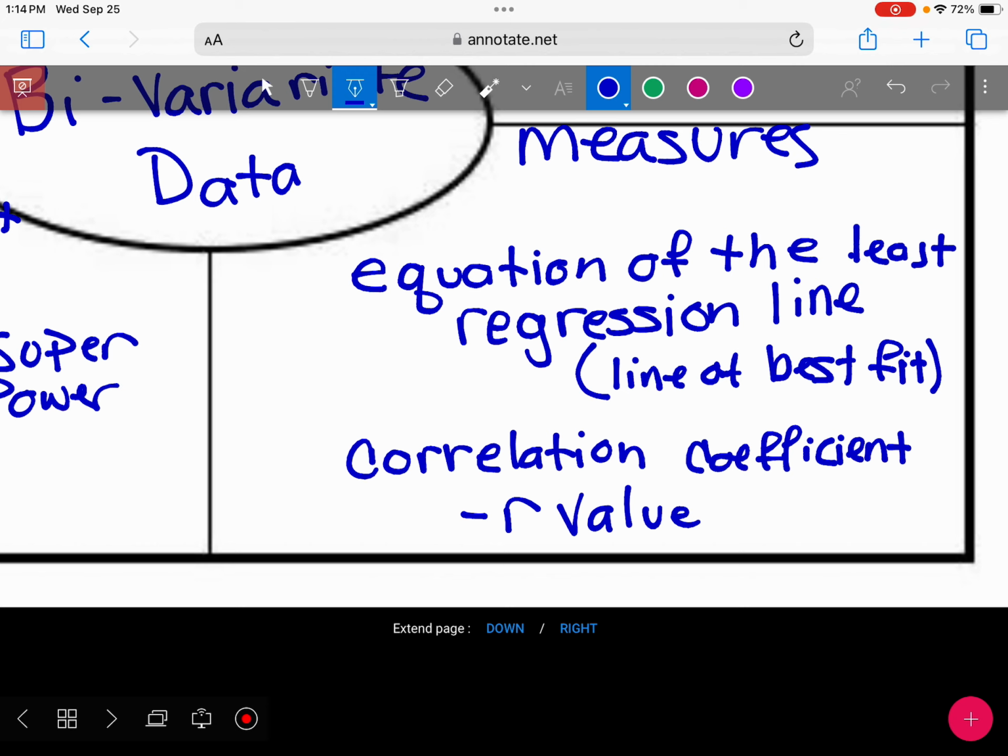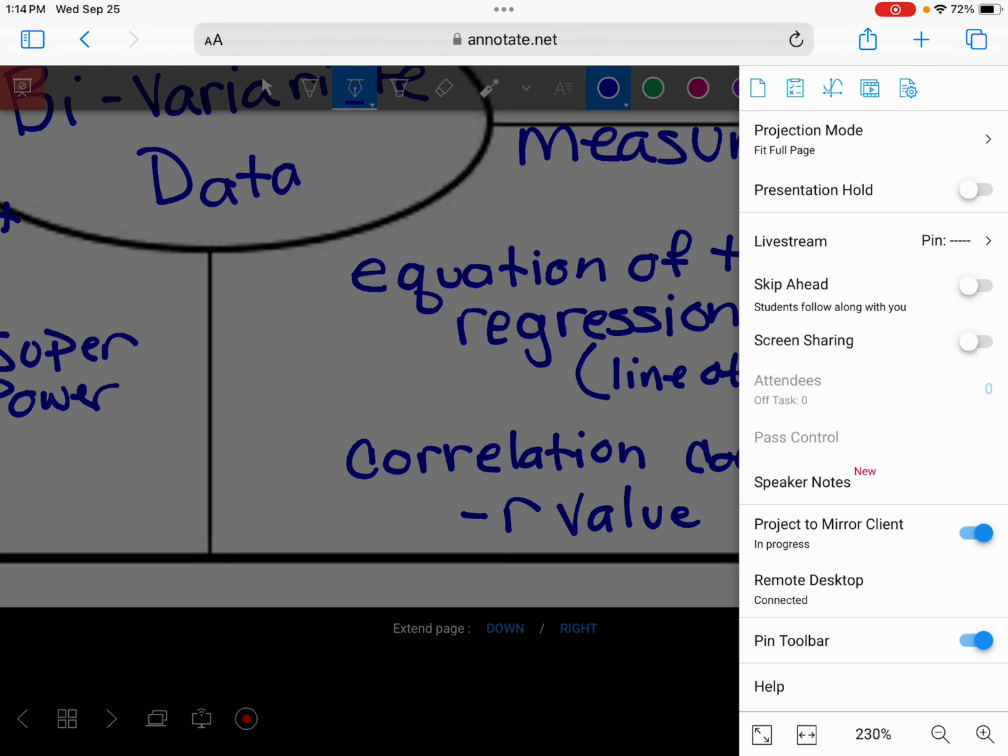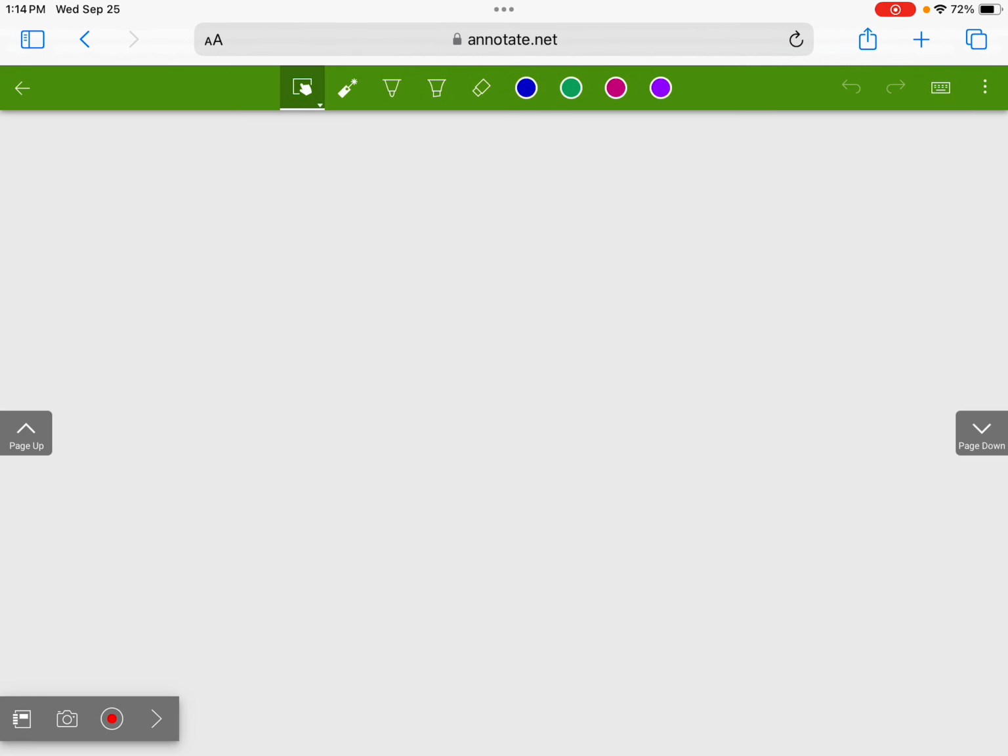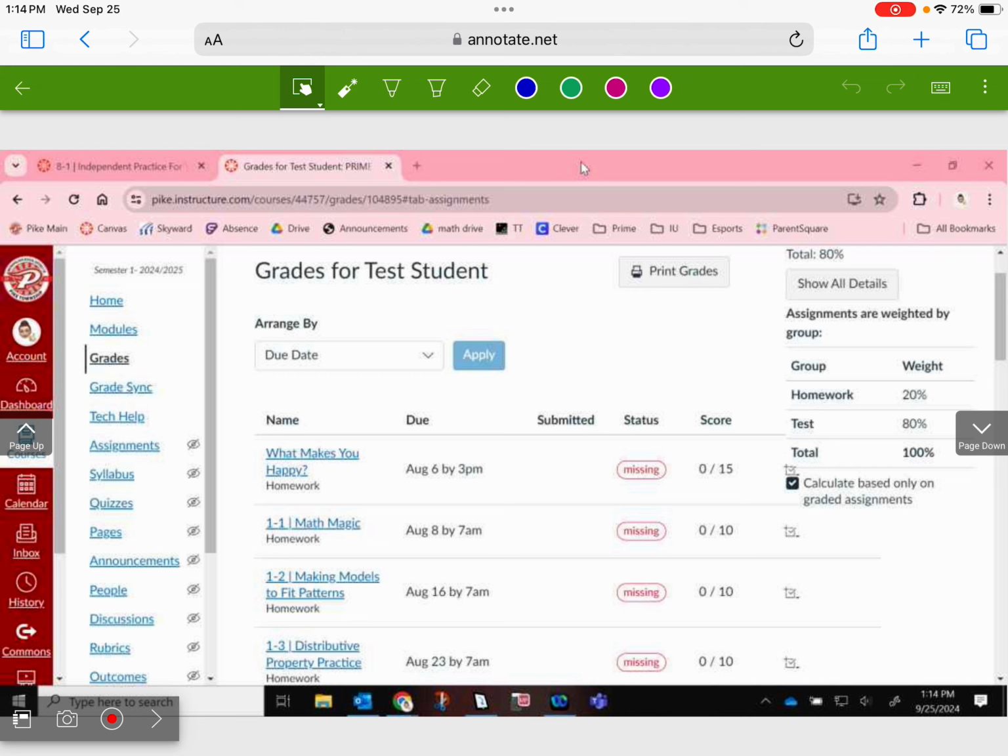Since we still have some time, I want to show you a couple of things on Canvas, and then I'll talk us through a couple of the homework questions, just because we have time. Yes, we have homework. Tomorrow. What's the 8-1 homework? That's what we're going to talk about. Hip hip hooray.